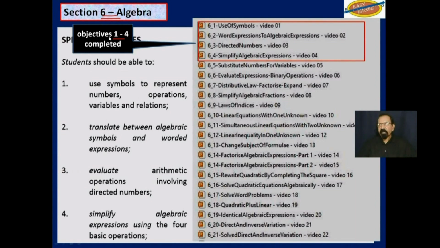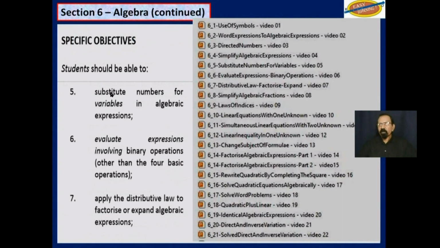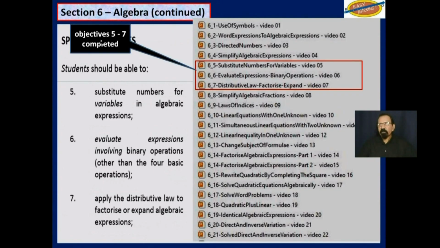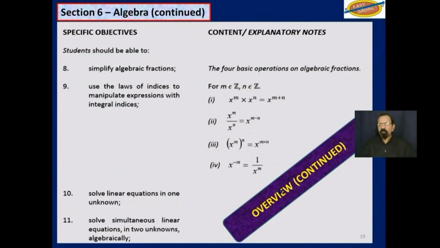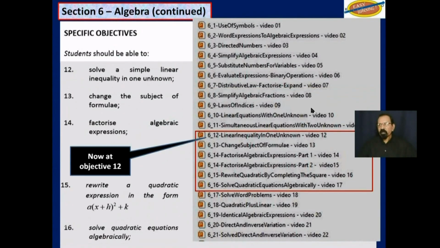Overview of section 6, algebra. We already completed objectives 1 to 4 in these 4 videos here. Continuing with the overview, we also completed objectives 5 to 7 in these other 3 videos here. Continuing with the overview, we also completed objectives 8 to 11 from this page here in these videos here, which means that we are now at objective 12, which is this objective here, which says linear inequality in one unknown, video 12.